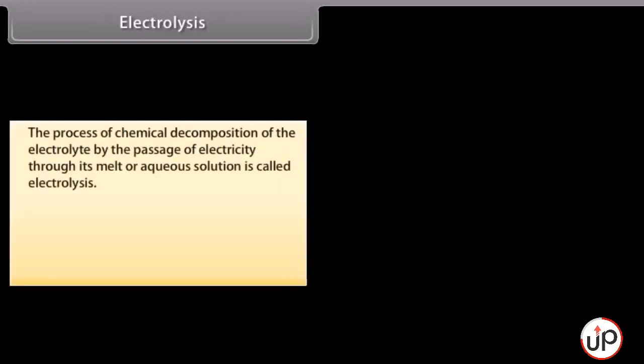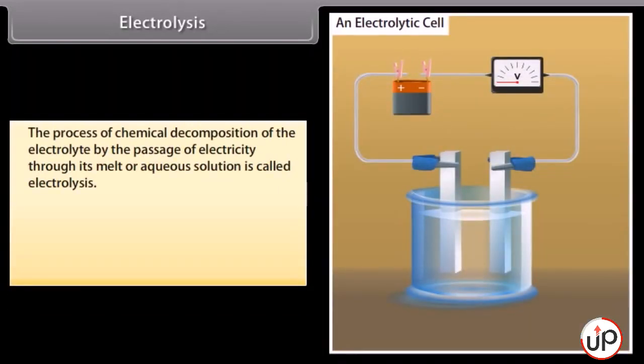Electrolysis. The process of chemical decomposition of the electrolyte by the passage of electricity through its melt or aqueous solution is called electrolysis. Electrolytic cell.